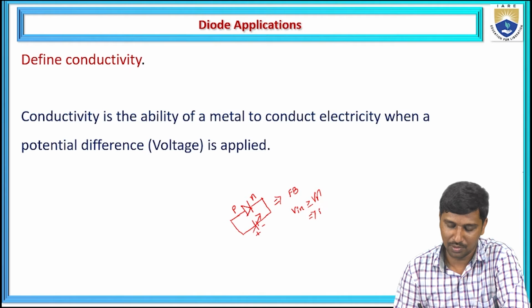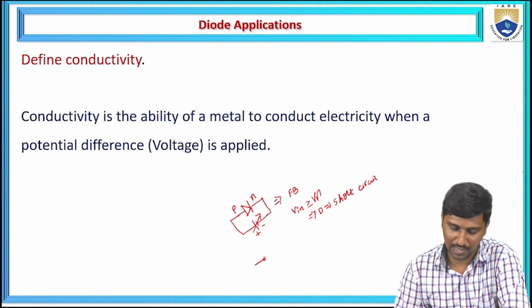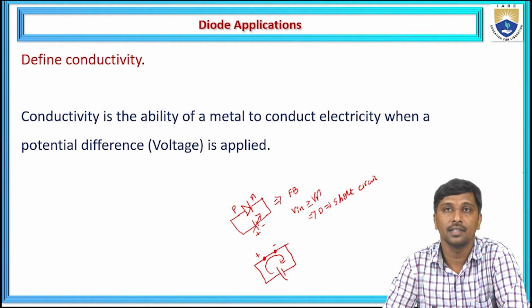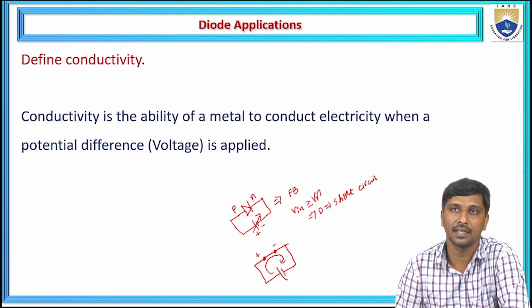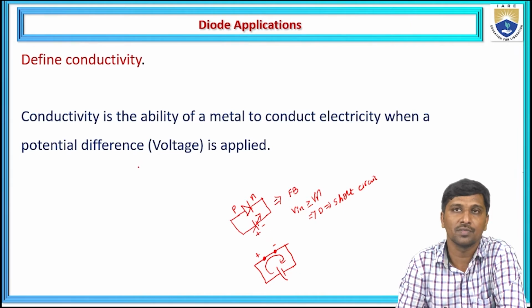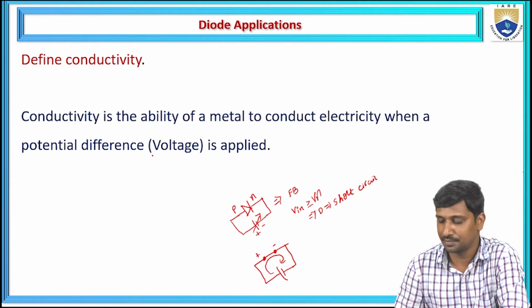Then the diode acts as a short circuit. Ideally it is replaced with a short circuit when we are applying the force, hence the flow of conduction takes place from anode to cathode. That is the reason it is the ability of a metal, or here a semiconductor, to conduct electricity, meaning how much charge is flowing through this device when we are applying some amount of force in terms of voltage.